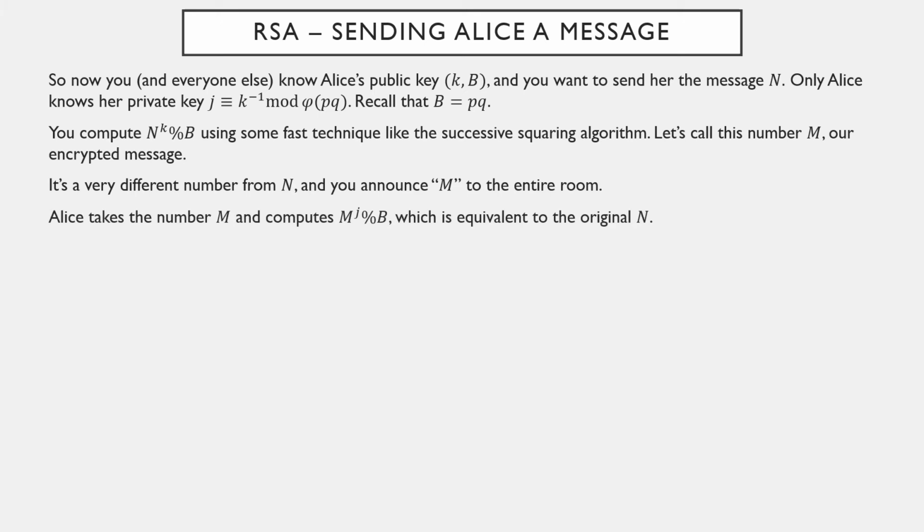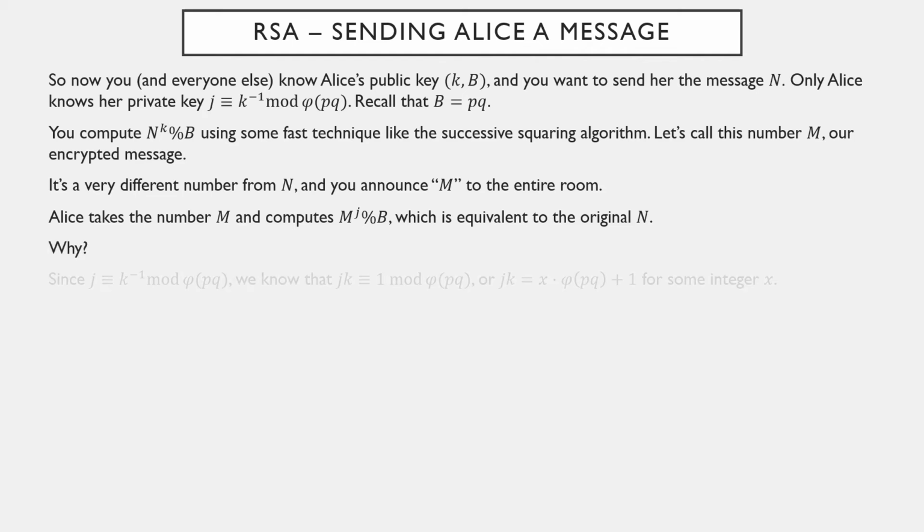Alice takes the number m and computes m to the j modulo b. Now remember, j was her private key. Presumably, no one else knows the number j, only Alice knows it. m to the j is equivalent to n modulo b.